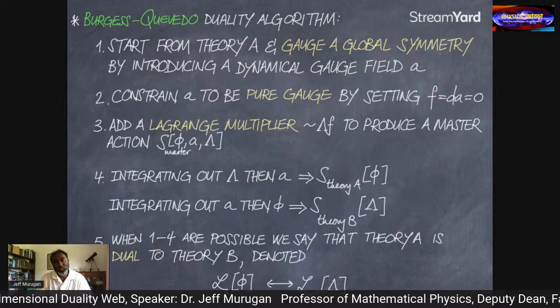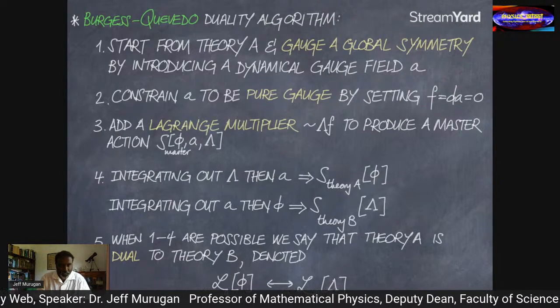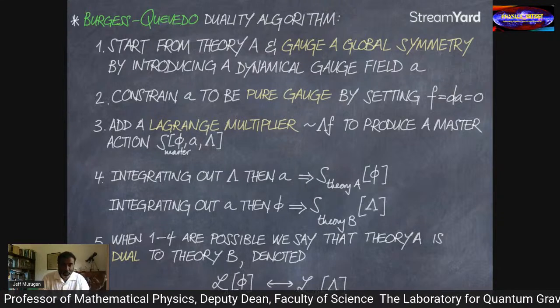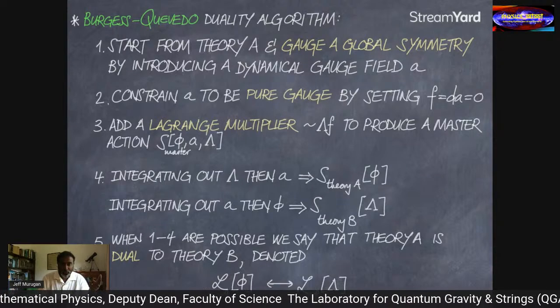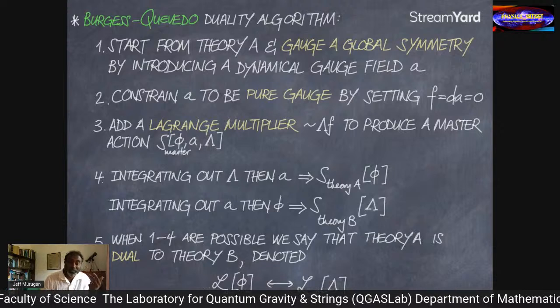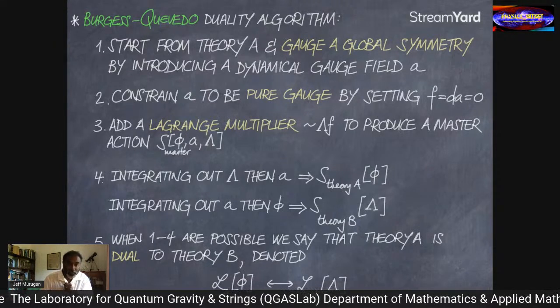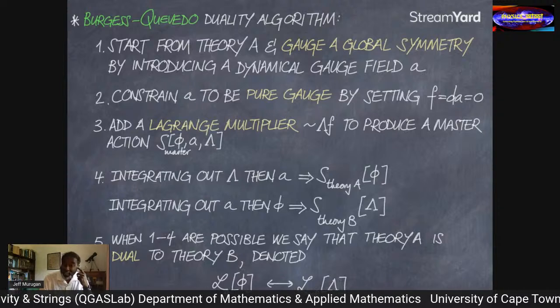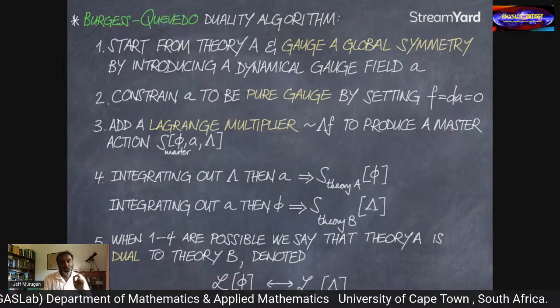And the master action then is an action functional of phi, my original field, A, the dynamic gauge field that I introduced, and this Lagrange multiplier lambda, which I'm now going to think of as an actual field by itself, not just a constraint. So now I have two options.